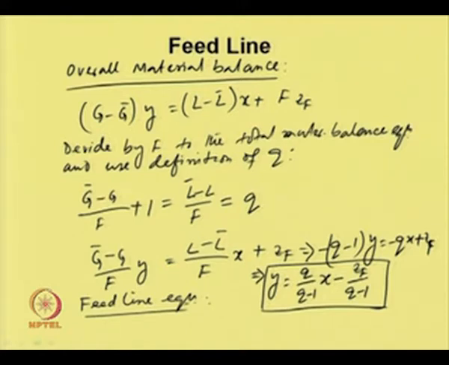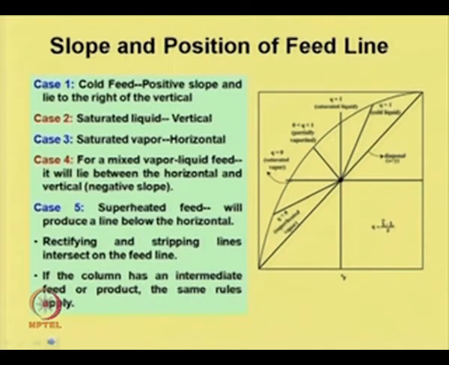So, this can be plotted. So, we will see how to plot the feed line, and we will see the positions for different cases. So, one case is cold feed. If it is cold feed, then the slope is positive and lies to the right of the vertical line. If it is cold feed, q is greater than 1. So, it will lie with a positive slope to the right of the vertical line.